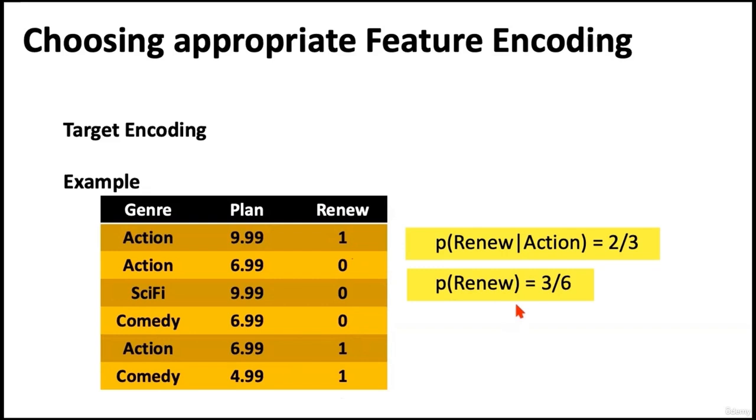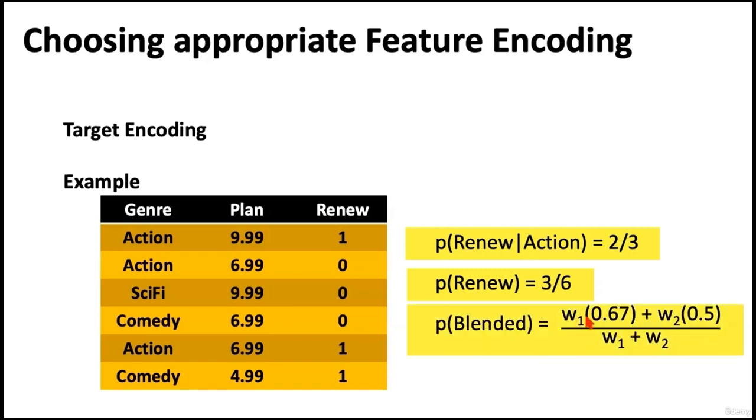Now, target encoding is an elaborate concept, but to tell you in a nutshell, it uses a blended probability. It gives a relative weightage to the genre or the category, and it gives a weightage to the average belonging to the global scenario. This is a weighted average kind of concept. So you have W1 times the probability of renewal given a genre, plus the global mean, or global average, with a certain weightage, and you divide it by the total.